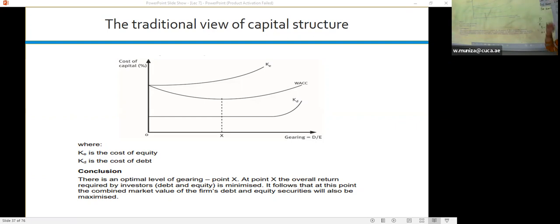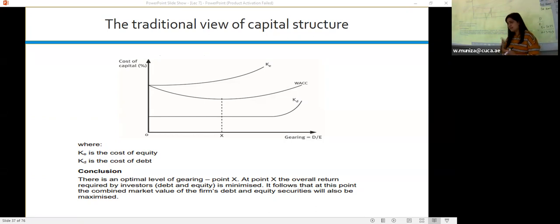So what is the optimal capital structure then? If this is the case, this is the optimal capital structure at which the weighted average cost of capital is the minimum. But how are we going to find this optimal structure? We do not have any other option than the trial and error method.